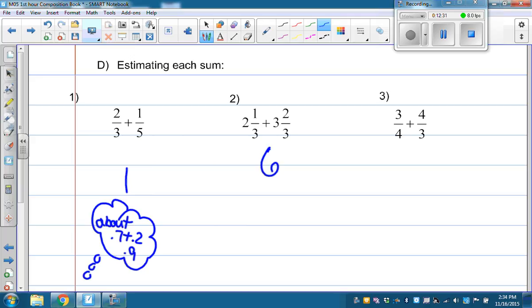Okay, let's see. Bridget, what's 3/4 about? Okay, and what's it exact? Yeah, decimal wise. Yeah, so 0.75 and 4/3, is it more than 1 or less than 1? So together, what do you think your estimate would be? 0, 1, or 2? About 2. That's how you're going to do your homework tonight.